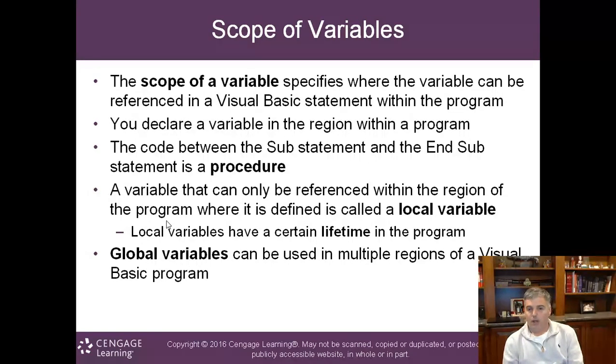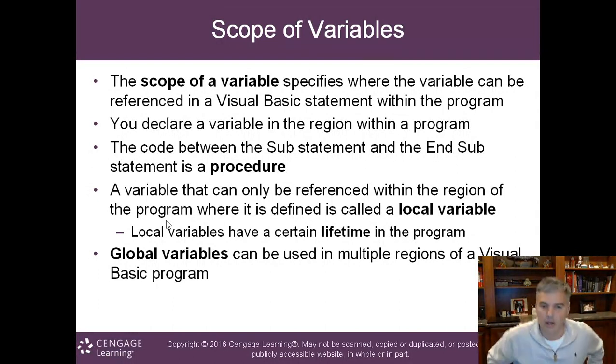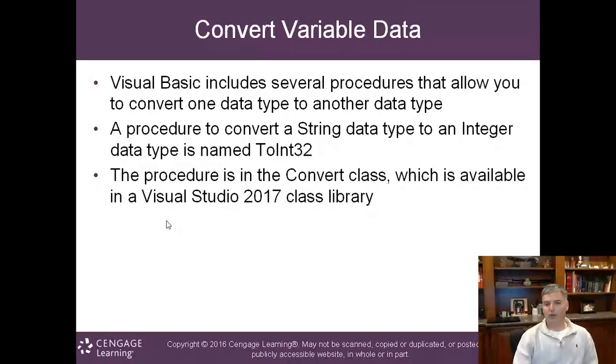Global variables use a lot more memory, so you want to avoid them if at all possible. There are times when you do need to use global variables, to make a variable available everywhere in the program. But if it doesn't need to be used everywhere in the program, you should declare it locally only where it needs to be used, again, because a global variable is going to use a lot more memory than a local variable.